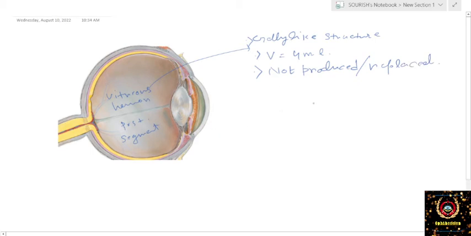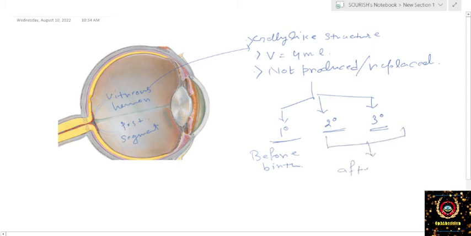Okay, so this vitreous humor has 3 degrees: first degree, second degree and third degree vitreous humor. What is first degree vitreous humor? First degree vitreous humor is present inside this posterior segment before birth. Second degree and third degree are both present after birth. Now we'll see the structure of the vitreous humor.